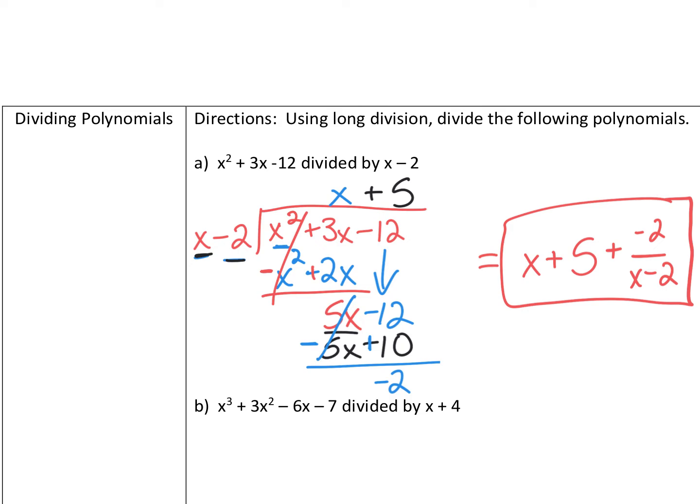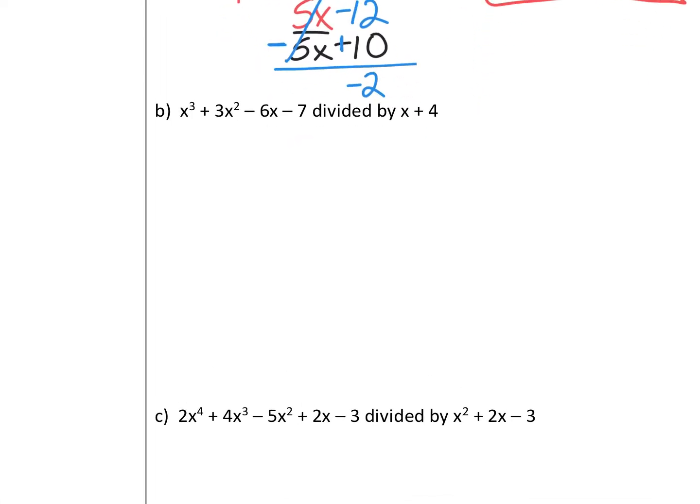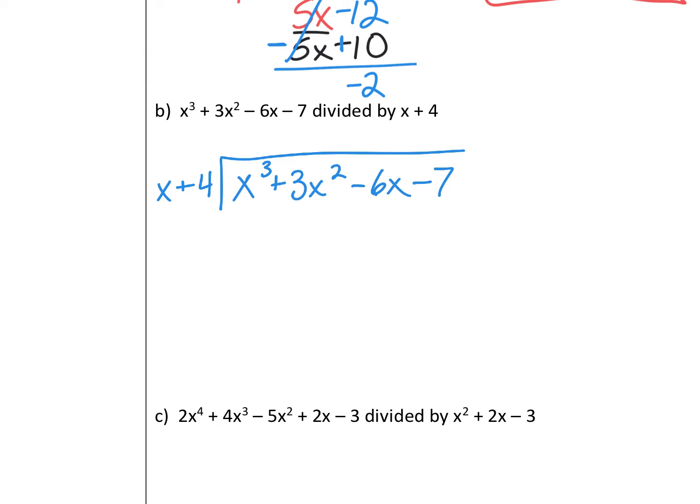Okay, part B. I would like you to just set this up and try to do the first step and then pause. So set this up and then do first term divided by first term, multiply it out, see what we got. Okay, so we should have set it up like this. Do we all at least make it that far? Yeah, we got it set up.